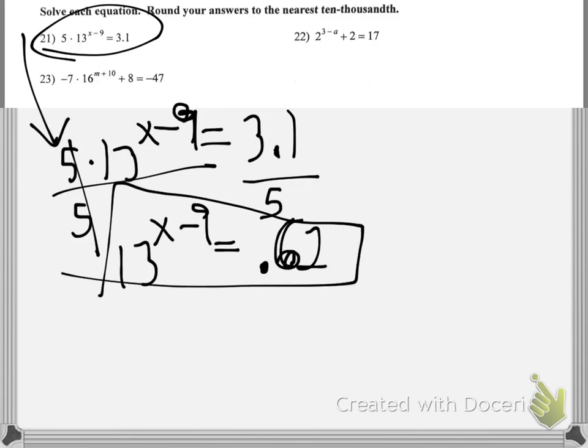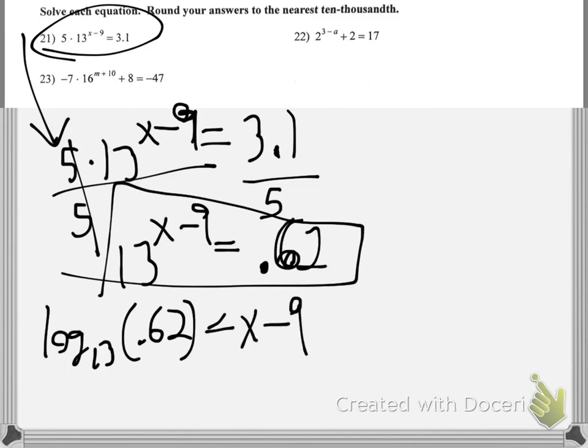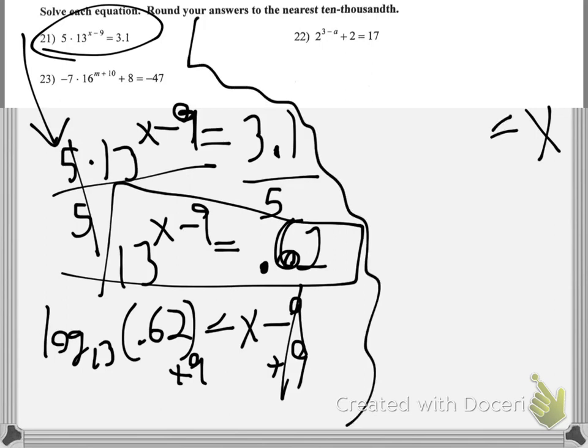Now that we've got 13 to some power, we can go logarithm on it, and that'll be log base 13 of 0.62 equals x minus 9. Now the x will be easy to get by itself, so I'm going to plus 9 to both sides. Then the x is by itself. Now we've got x on the right hand side equals log base 13 of 0.62, all that mess, plus 9.